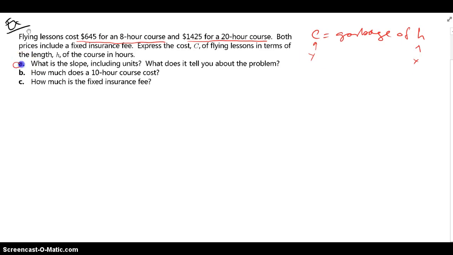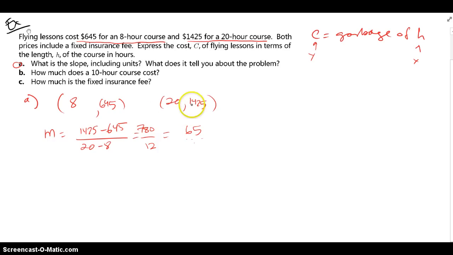So part A says, what is the slope including units? So I'm just going to make two ordered pairs of the form x, y, or h, c. Hours is 8, cost is $6.45, hours is 20, cost is $14.25. Again, it said c in terms of h, so it's c equals garbage in terms of h. That's how I know c has to be my y and h has to be my x. So we're going to use the slope formula and find the slope. We found the slope by plugging in y2 minus y1 and x2 minus x1 in the denominator. We found basically 65 over 1 to be the slope.